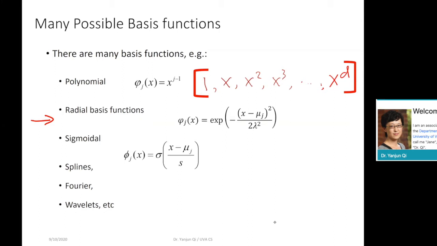And then there are other kinds, like radial-basis function, sigmoid function, spline function, Fourier function, or wavelet function. Each one of these types of functions has some hyperparameters. I will talk about their hyperparameters in the next few slides for the radial-basis function case.